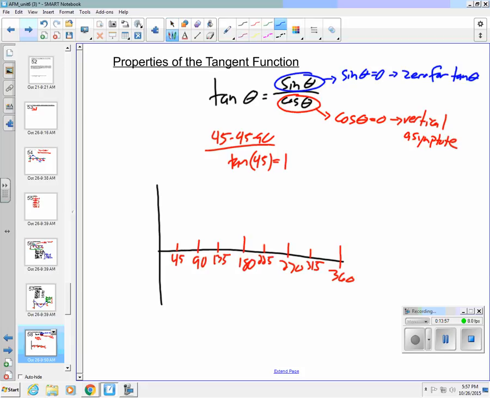So this pattern for tangent is going to be a little bit different. We know there's going to be a vertical asymptote everywhere cosine is 0. So cosine is 0, we know, at 90 and 270. So at 90 and 270, we can go ahead and draw vertical asymptotes into the graph.